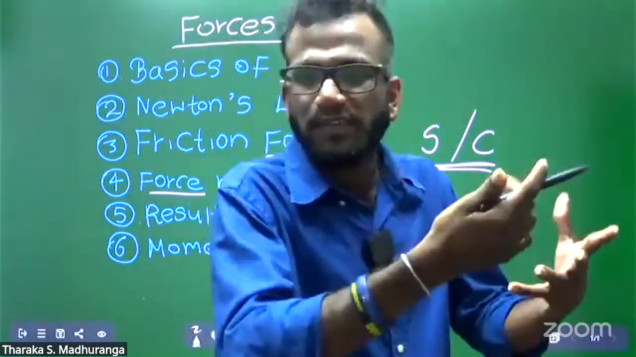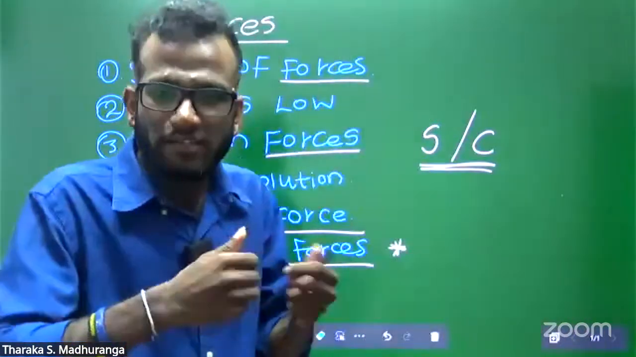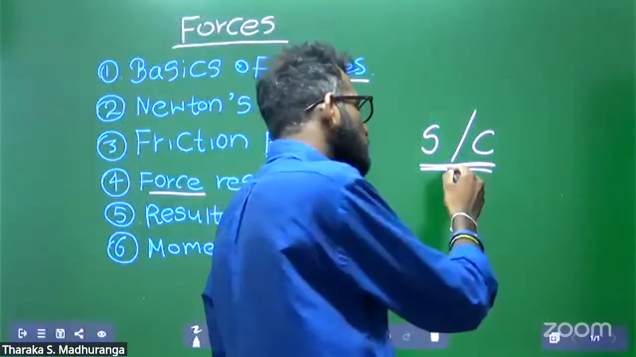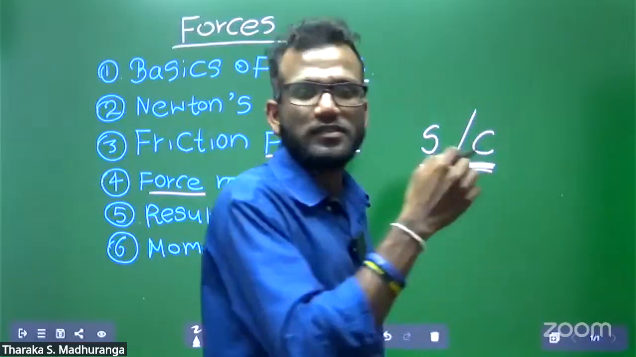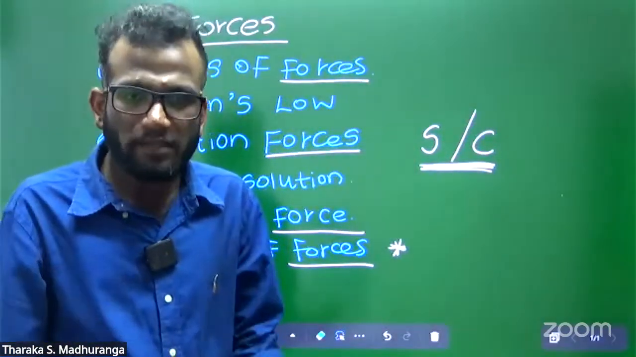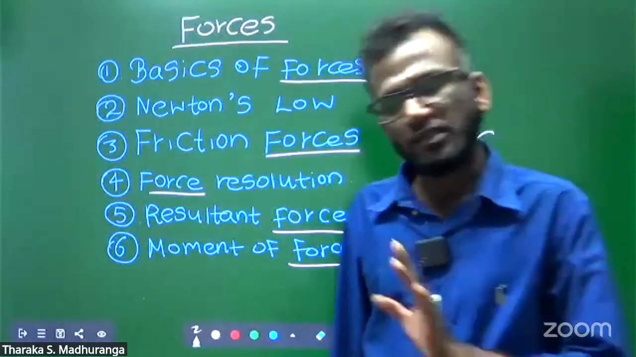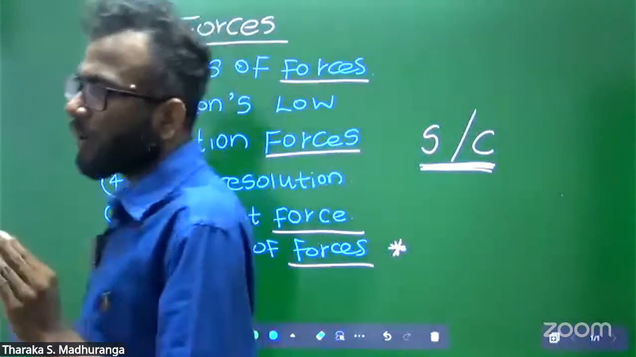If you have a B, that's good. If you have an A, that's perfect. Okay, you can do it very easily. But I need to tell you, if you have at least an O/L pass for maths, you can do all the calculations of these physics lessons.